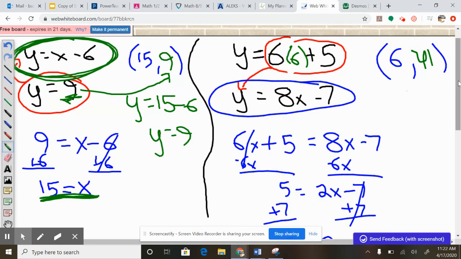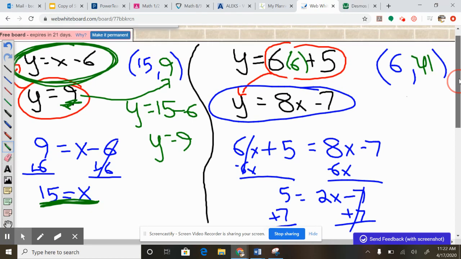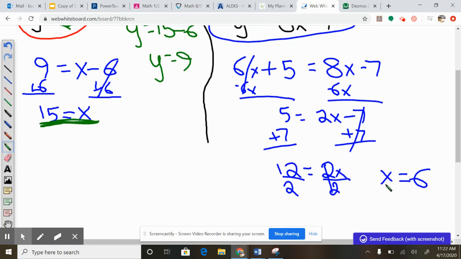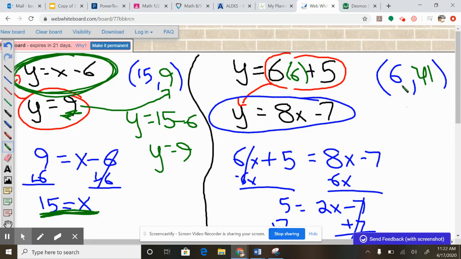So you can do it on a graph, but I want you guys to be able to do it using the substitution method as well. So I plugged in information from the first equation into the second equation. Then I solved for x. Figured out x was 6. So I knew that this part of my answer. Then I went back into, it didn't matter which original equation, but I went back to this original equation, plugged 6 in for x, and figured out that y value must have been 41.